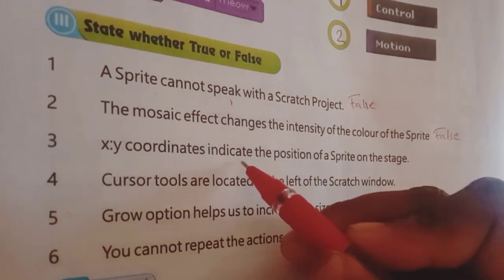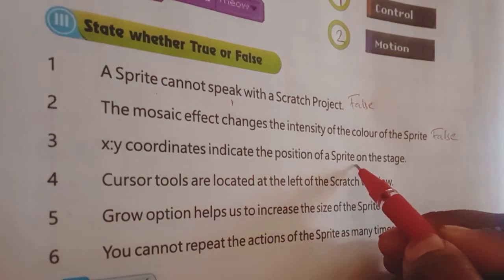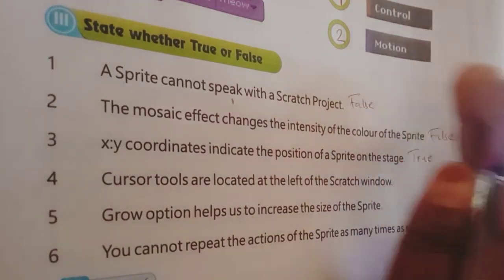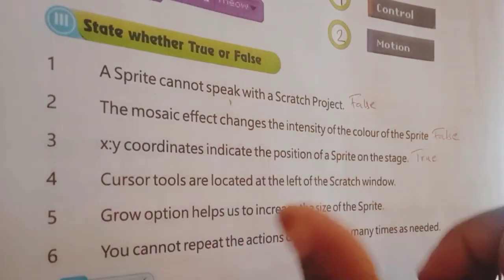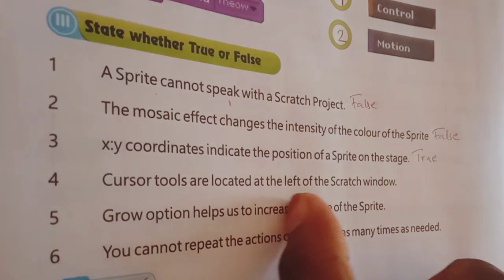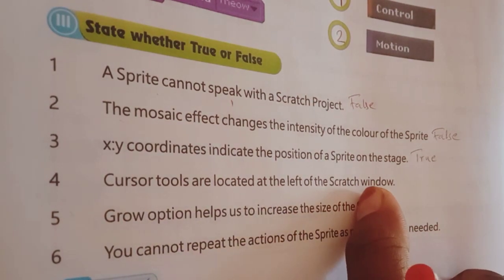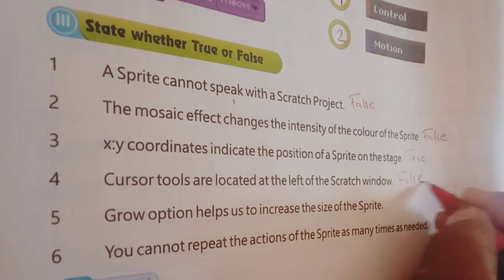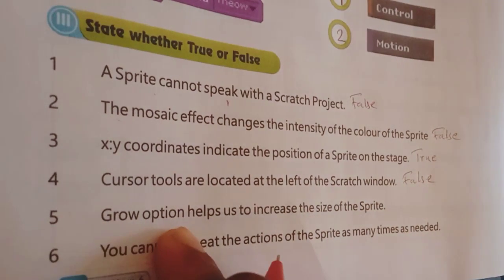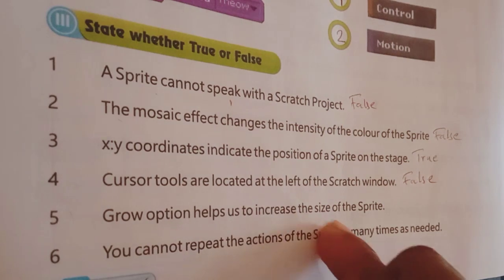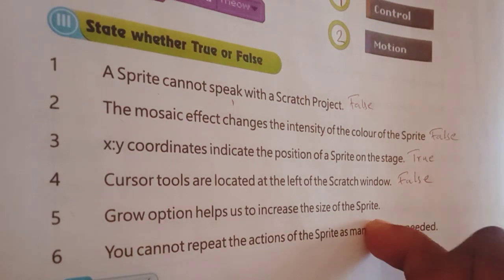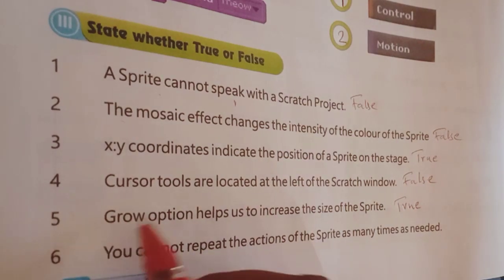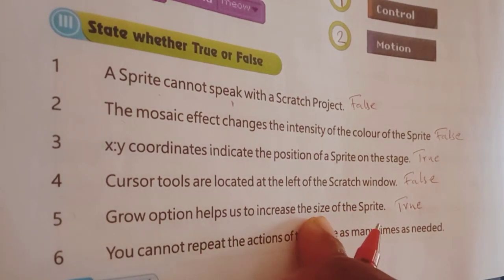XY coordinates indicate the position of the sprite on the stage. Yes, it shows X and Y, the position where it is, in the status bar, right? Cursor tools are located at the left of the scratch window. False. It is not on the left. Grow option helps us to increase the size of the sprite. Yes, true. Grow means it will increase the size.